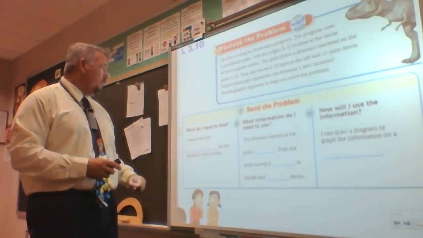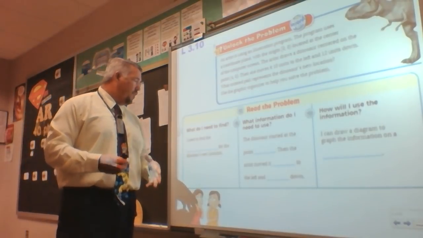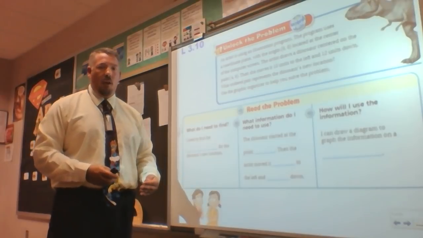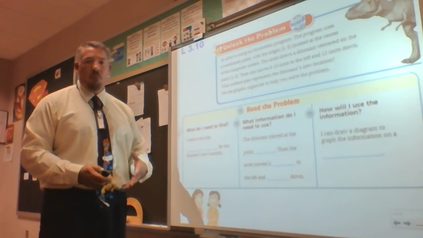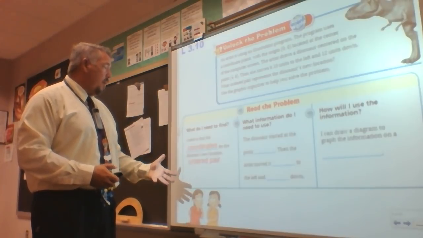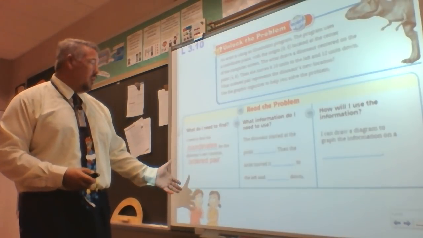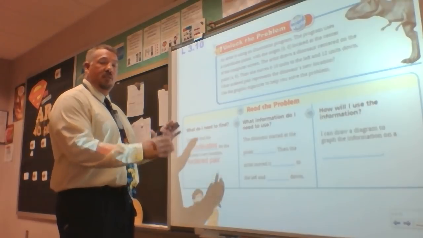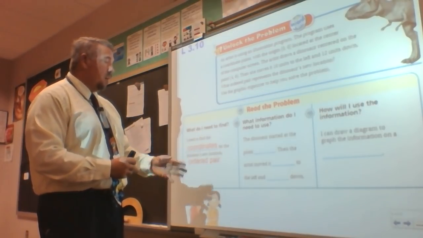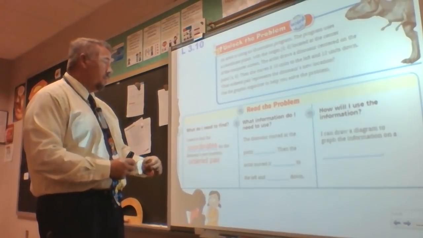So the first one says, what do I need to find? Well, I need to find the blank for this dinosaur's new location. So you can use two different words. You're either going to find the coordinates or you're going to be finding the ordered pair. Either wording works, but you know you're going to find that set of parentheses where the x is separated with a comma from the y.